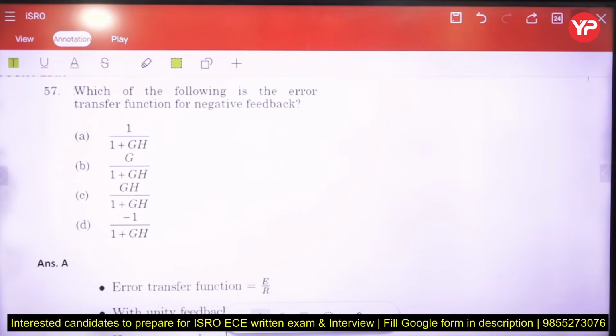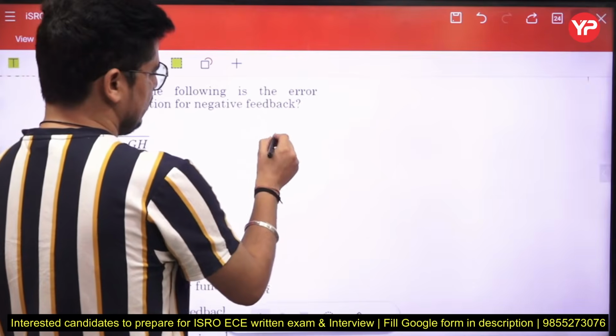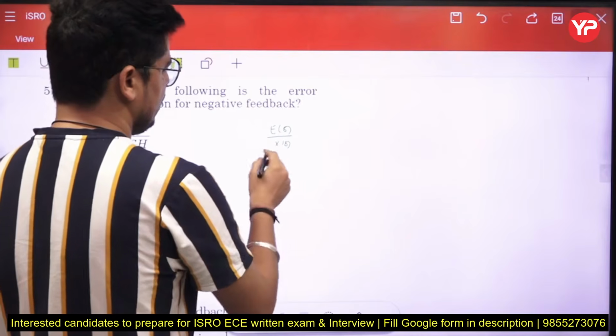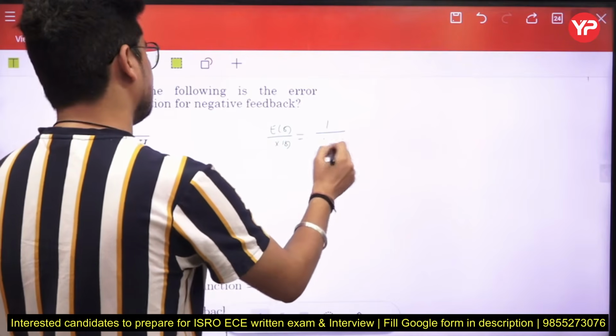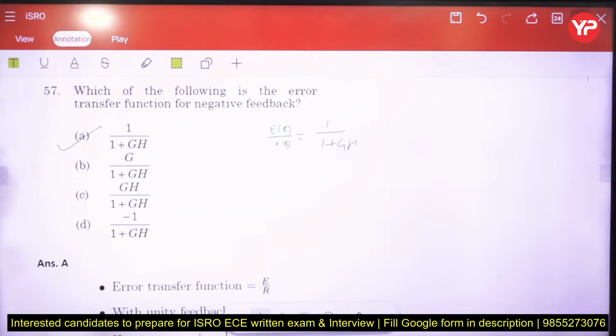Which of the following is the error transfer function of a negative feedback system? See, whenever we are talking about the negative feedback system, the error is basically the error signal divided by the input signal, right? Let's take E(s) over R(s), that will be 1 upon 1 plus GH. So directly the answer will be A.